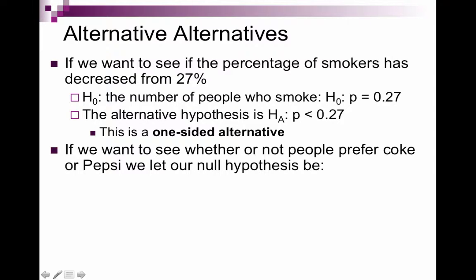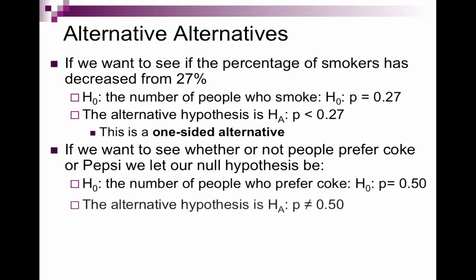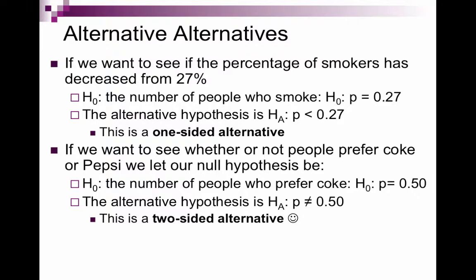If we want to see whether or not people prefer Coke or Pepsi, we would let our null hypothesis be the number of people who prefer Coke. We would assume that since they have 2 options, it would be even. So the proportion of people who prefer Coke is 0.5. The alternative hypothesis in this case is p is not equal to 0.5. We are not interested in them liking Coke more than Pepsi or vice versa. We just want to know, is there a difference? So in this case, we use not equal to. When you have p not equal to the percentage, this is called a two-sided alternative because we don't care if our percentage is actually above or below.